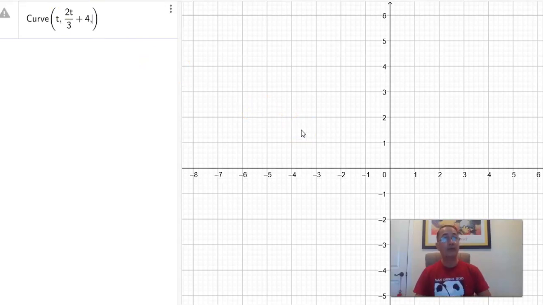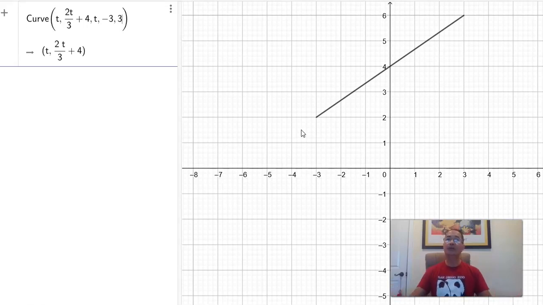You have to include the name of your parameter, which of course is t, and a starting value and an ending value. We have a 3 there, so how about from -3 to +3? There it is. So, y = mx + b. Notice that the slope is 2/3, as it should be. The y-intercept is 4.